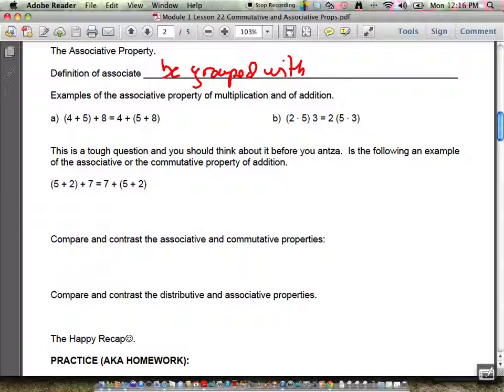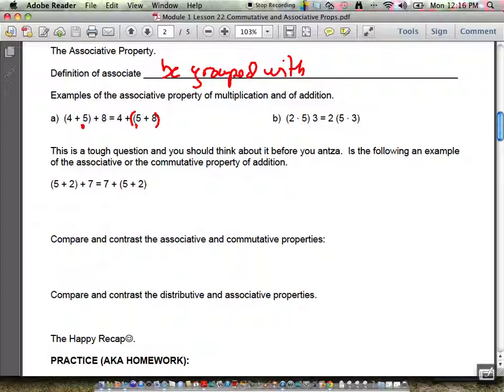Now, look here. Who is the 5 grouped with here? The 4. Who's the 5 grouped with here? The 8. If I change the person or number that the term is being grouped with, I am changing who it is associated with. Parentheses, by the way, are called grouping symbols. That's why it's being grouped with. Look over here. The 5 is being grouped with whom? 2. Here with the 3. So these are both examples of the associative property. This is the associative property of addition. This is the associative property of multiplication.